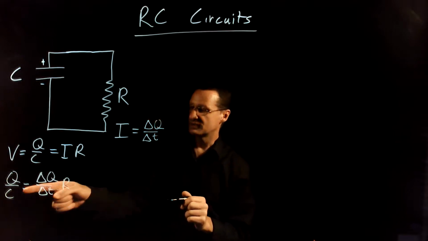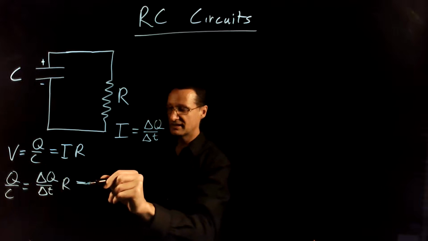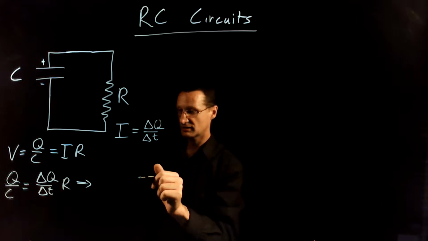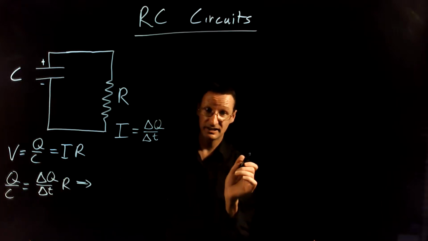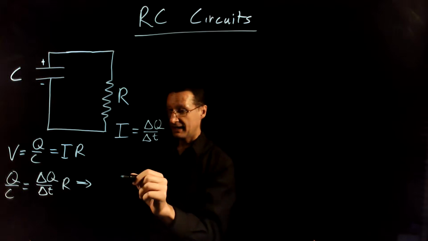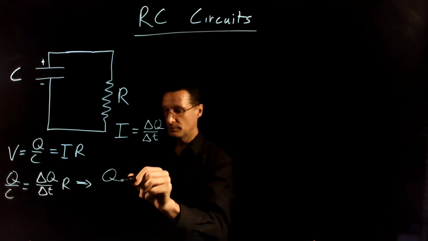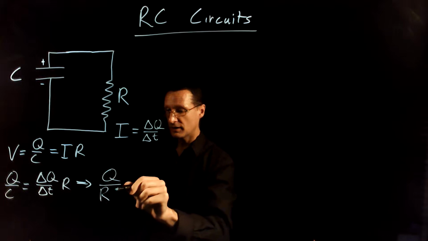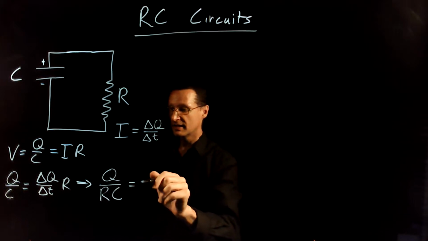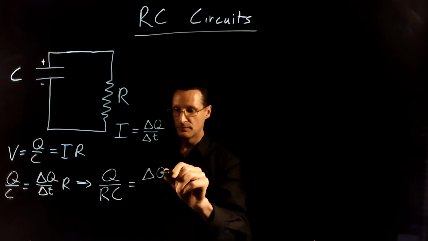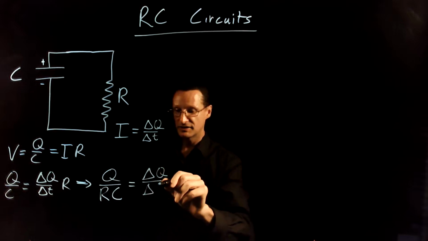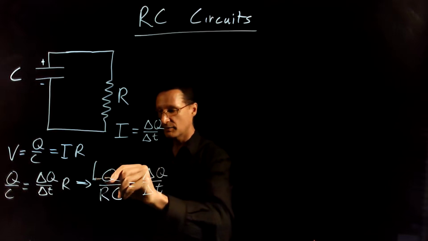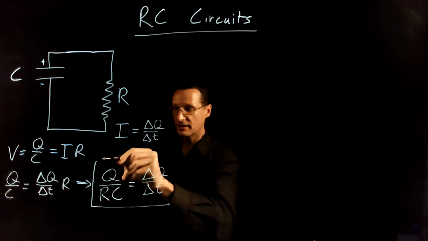Now R and C, those are constants. I want those to be together so I can talk about this a little more clearly. So I'm going to divide both sides by R here. And when I do that, I get Q over RC is equal to delta Q, the rate at which it discharges. So I want to circle this and talk about this.